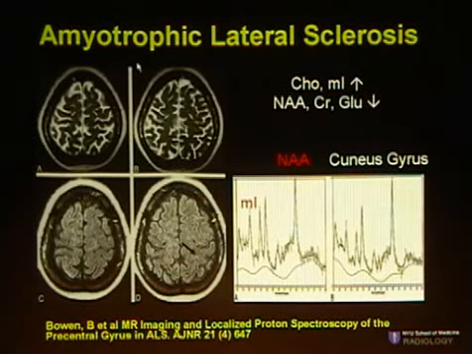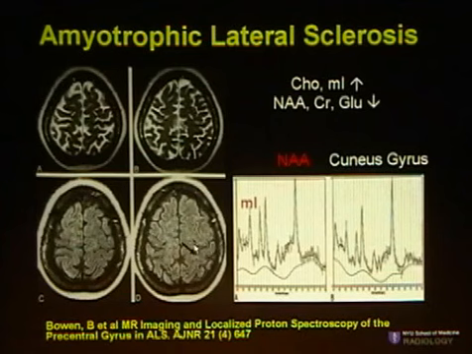In ALS, the findings are fairly similar. You'll see a decrease in NAA and an increase in choline and myo-inositol if you were to put a voxel within the precentral gyrus. And the other sign that I find kind of curious is on T2 weighted imaging and sometimes on FLAIR imaging, you see this thin band of T2 hypointensity within the precentral gyrus.